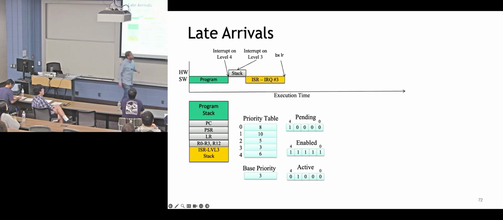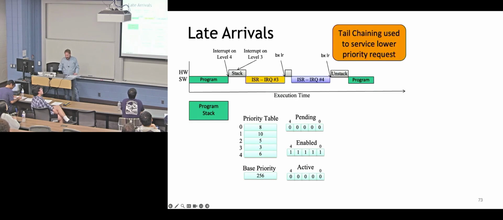It's still pending. So as we get out of IRQ3, we're going to do tail chaining, which is where we just chain them on one after another. No reason to unstack. Then we're going to do IRQ4, and unstack all the way down to the end of the program, because at that point, nothing was pending.